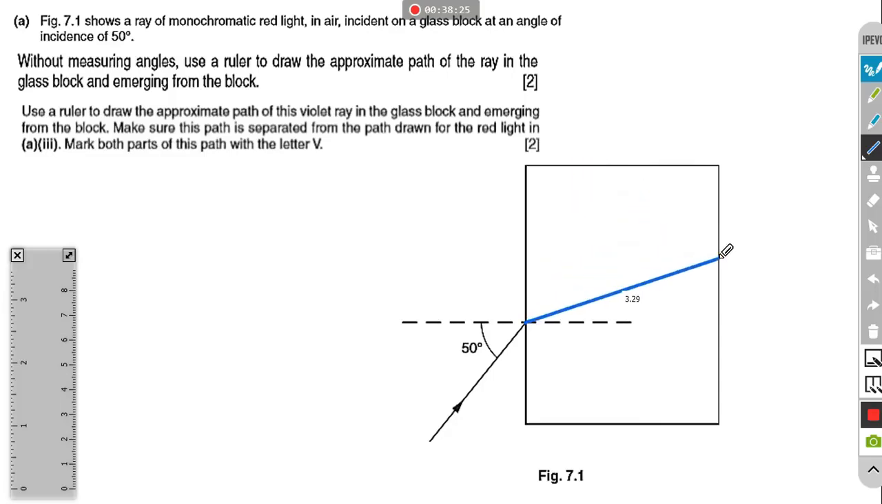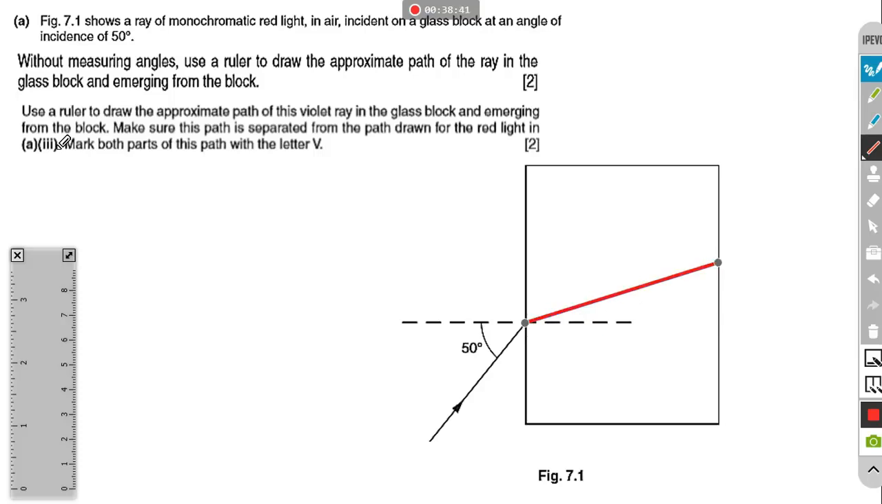It doesn't matter, you don't have to know the angle. We know it's close to the normal, but not exactly on the normal, just a bit away from it. As long as it's in between the old path, this is the old path, and the normal. So somewhere in here should be fine. This was actually for red, so it would have been better if we chose red color.